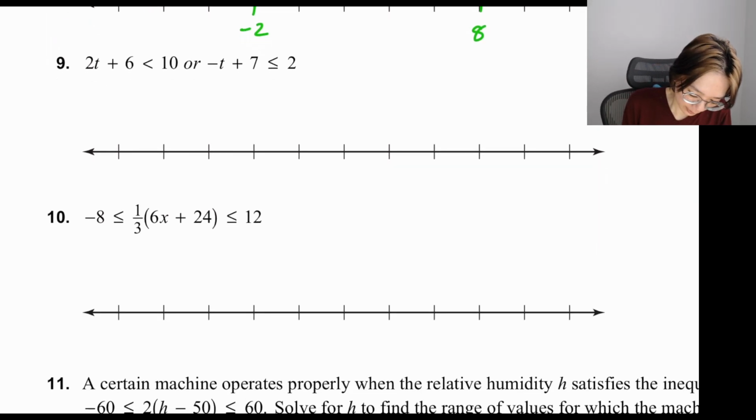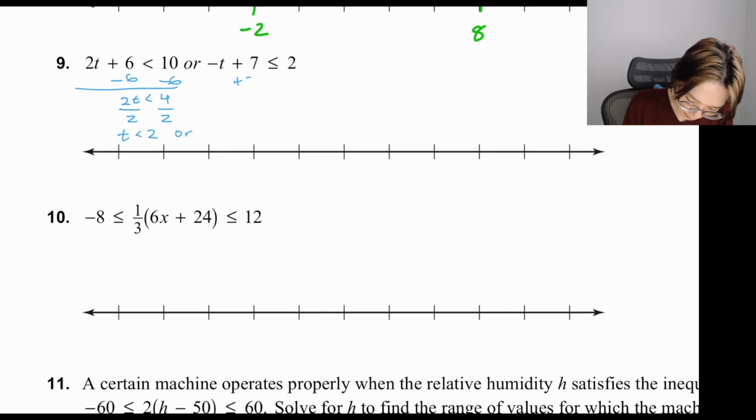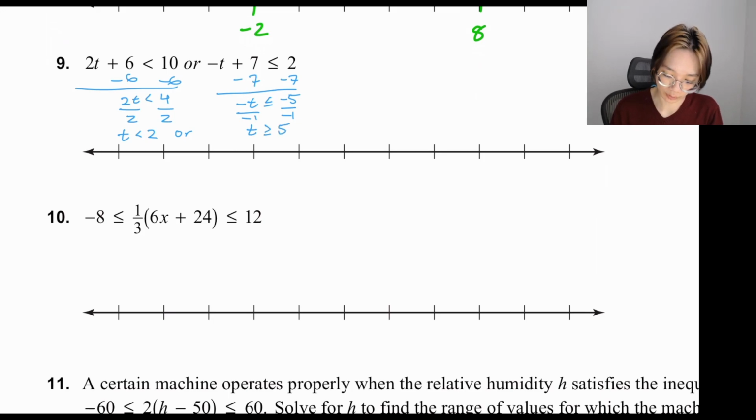Now one of these is a 1-step, one of these is 2-step. Subtract 6, 2t is less than 4, divide by 2. So we have t is less than 2, or, actually I guess both of these are 2-step. T is less than 2, or subtract 7 from both sides. We have -t less than or equal to -5, divide by -1. Sign flips, dividing by a negative. So we have t is less than 2 or greater than 5.